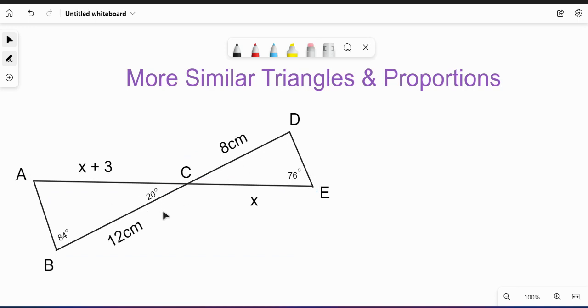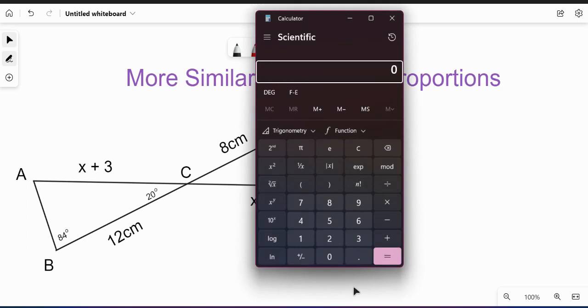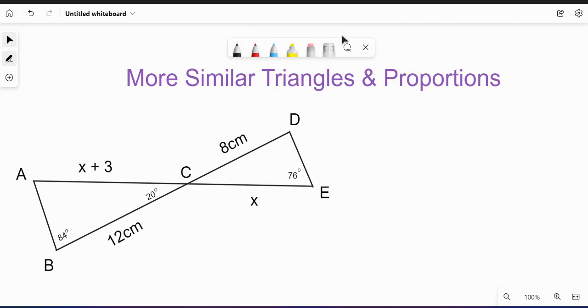In order to do that, we need to find all the angle measures. Remember, there's 180 degrees in every single triangle. So to find the missing angle, we do 180 minus 84 minus 20. And you get 76 degrees. That's a good thing because we have a 76 degrees over here.